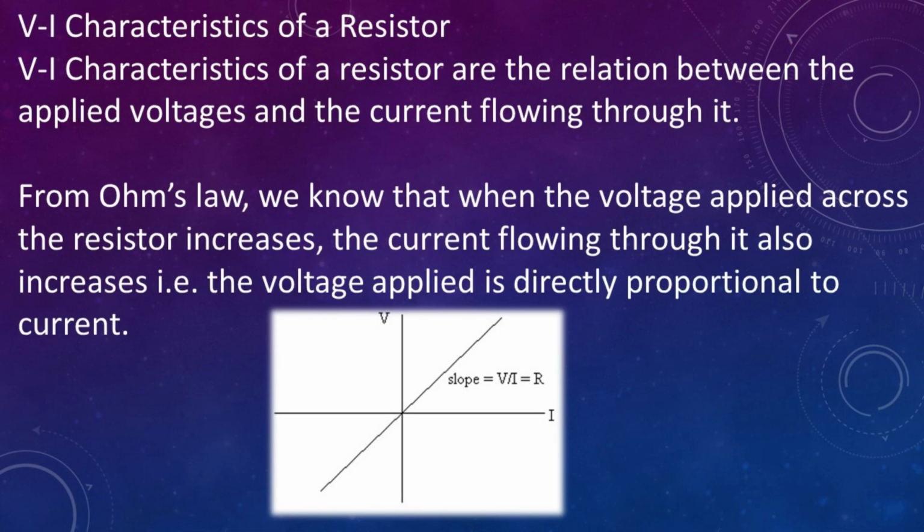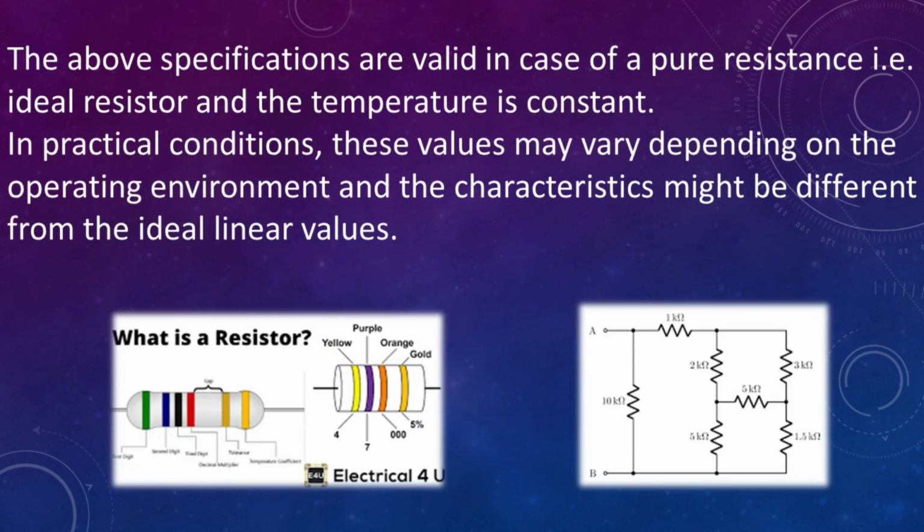VI characteristics of a resistor are the relation between the applied voltages and the current flowing through it. From Ohm's law, we know that when the voltage applied across the resistor increases, the current flowing through it also increases, i.e. the voltage applied is directly proportional to current. The above specifications are valid in case of a pure resistance, i.e. an ideal resistor, and the temperature is constant.